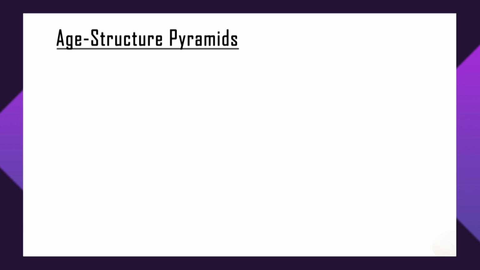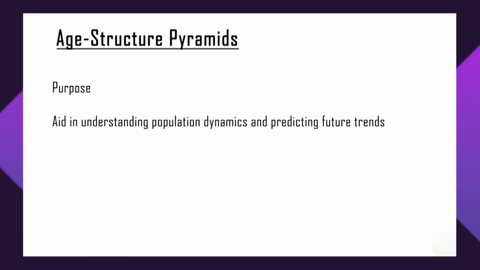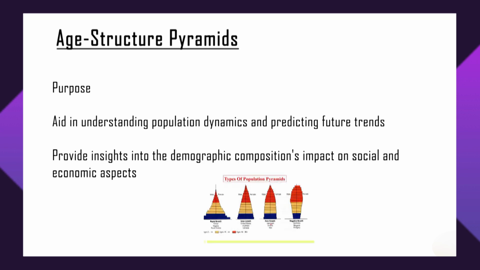What is the purpose of this? It aids in the understanding of population dynamics and predicting future trends. This provides insights into how the demographic composition impacts social and economic aspects. Now, what are the different subtypes associated with these changes? The expansive, the stationary and the constrictive.